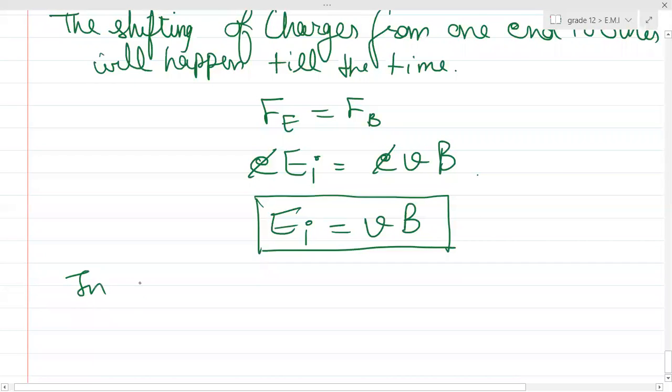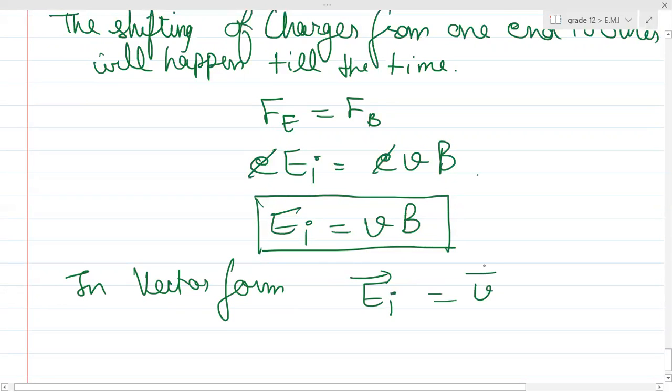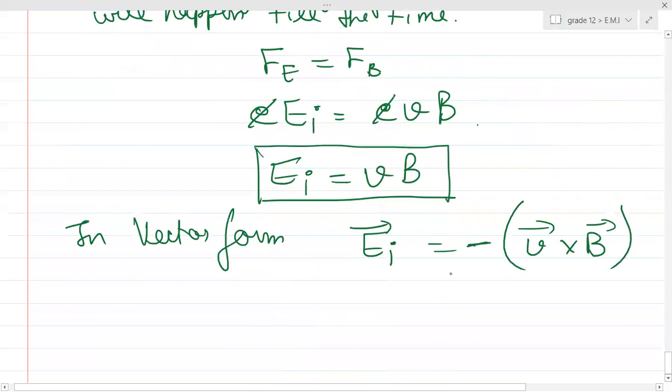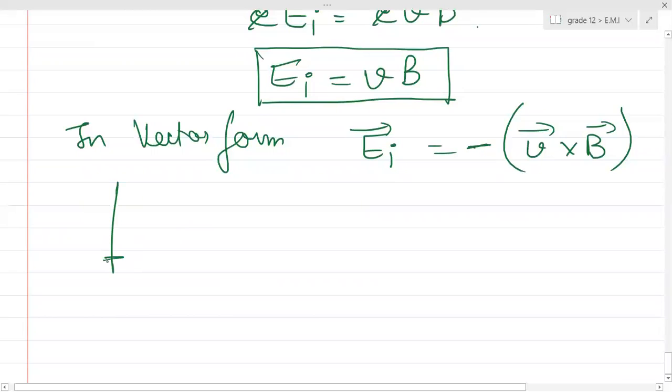In vector form, please remember, we can write this as Ei will be equal to v cross B, and that too in the negative direction. The minus. If you want to check, can you see on the diagram, the induced electric field was acting towards this direction. This was the direction of Ei. The velocity was towards this, and the magnetic field was towards this. The magnetic field was acting into the plane.